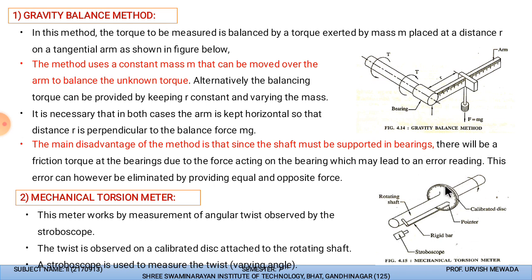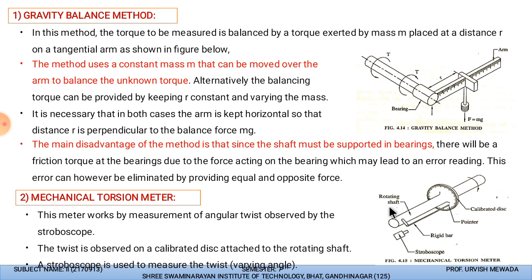So this is the shaft, and we are measuring the torque of this shaft. This is the calibrated disc having a scale printed on it, and this is the pointer, which remains steady. The shaft is rotating, but whenever we use the stroboscopic method, the pointer will show the mark. According to that mark we can determine the value of the torque, and this is the direction of the rotating shaft.